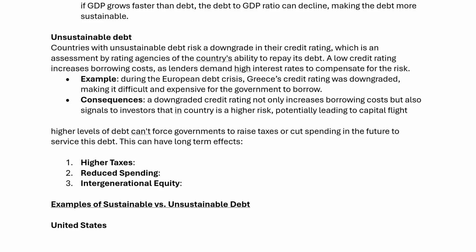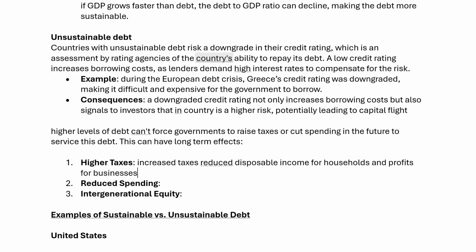So the first of these long-term effects would be higher taxes. If you're borrowing money at an unsustainable rate, then at some point you're going to have to find ways to repay that debt. One of these ways includes higher taxes. Increased taxes reduce disposable income for households and profits for businesses, leading to lower consumption and investment, which can reduce economic growth.